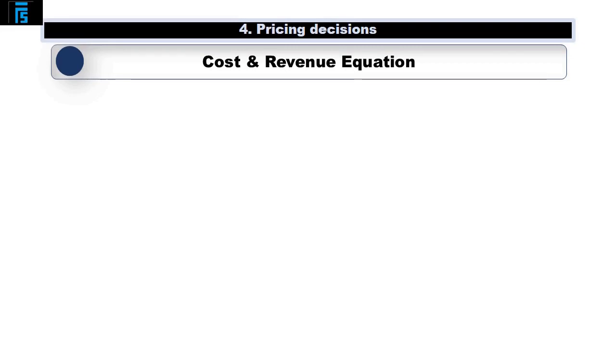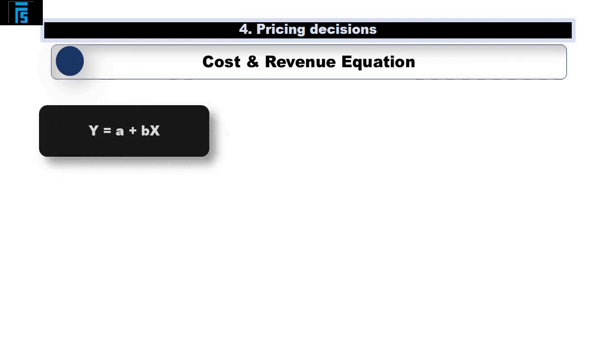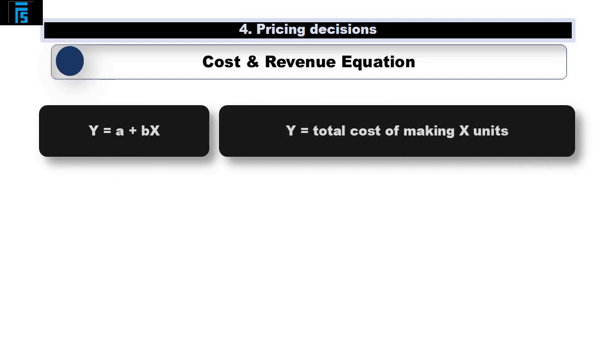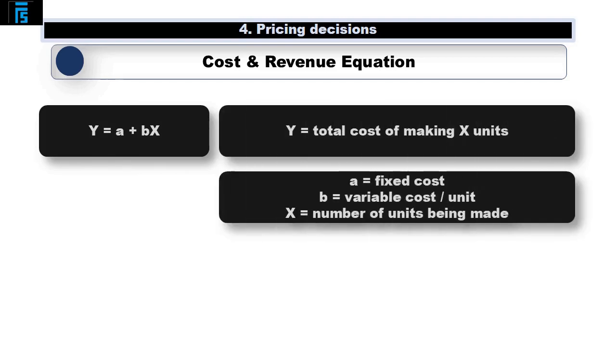Like with demand-based pricing, we can model costs and revenues using equations. By knowing how costs and revenues relate to each other, we can then determine an optimal output and an optimal selling price, just as we did with demand-based pricing. The equation we are going to use this time is y = a + bx, where y is the total cost of making x units, a is the fixed cost, b is the variable cost per unit, and x is the number of units being made.